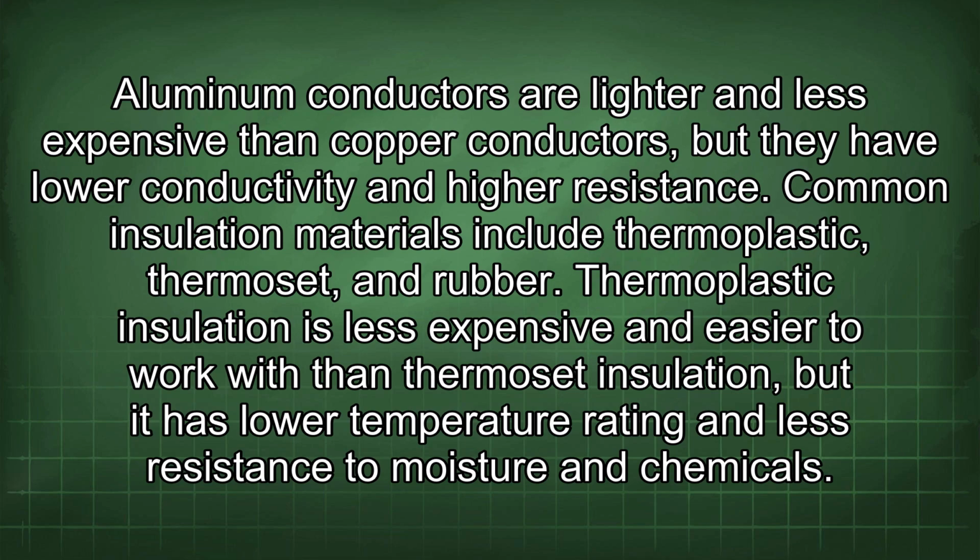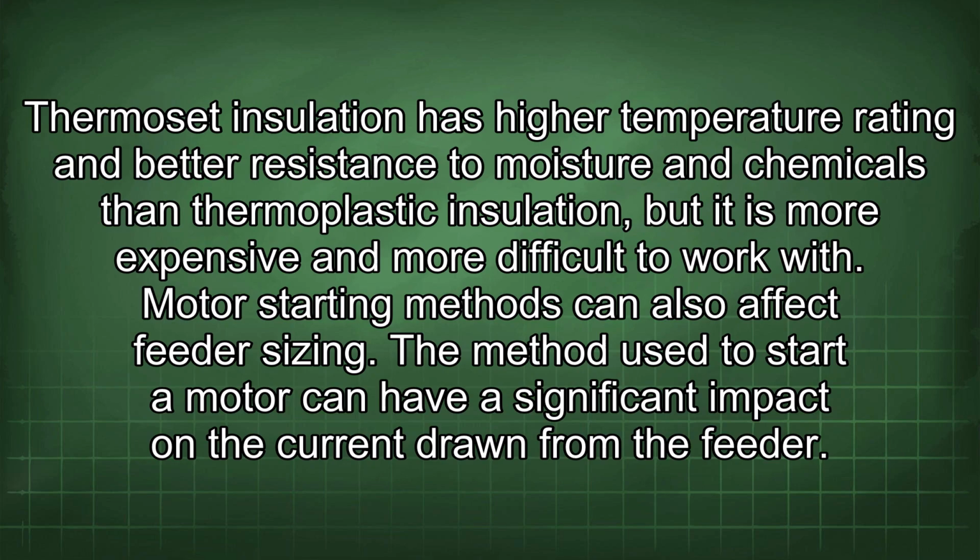Common insulation materials include thermoplastic, thermoset, and rubber. Thermoplastic insulation is less expensive and easier to work with than thermoset insulation, but it has a lower temperature rating and less resistance to moisture and chemicals. Thermoset insulation has a higher temperature rating and better resistance to moisture and chemicals than thermoplastic insulation, but it is more expensive and more difficult to work with.